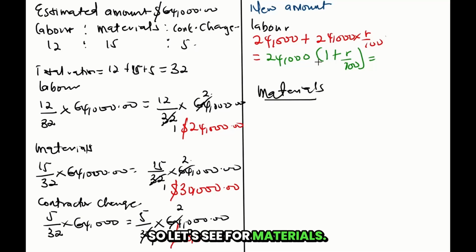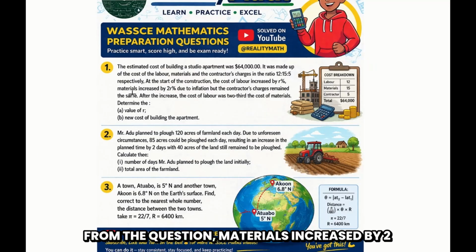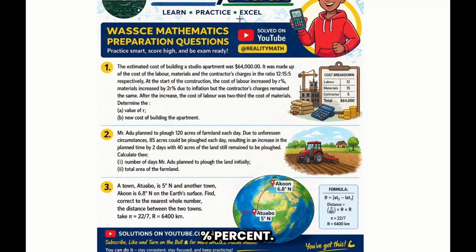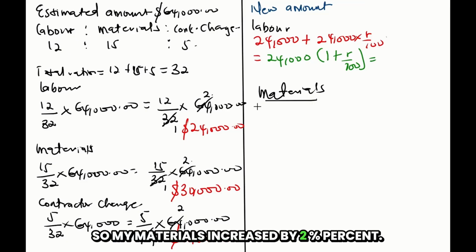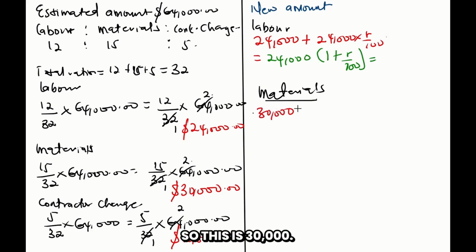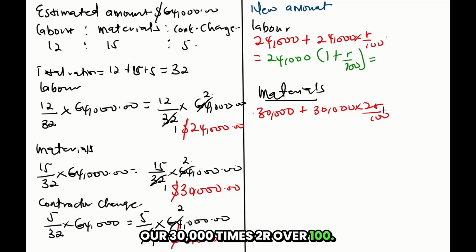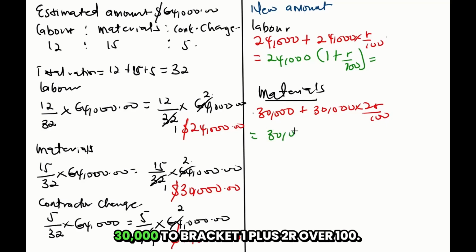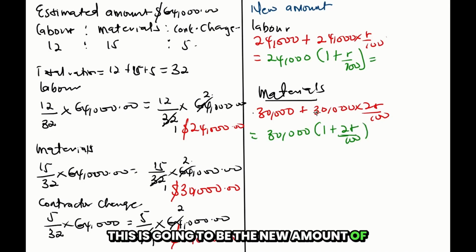So let's see for materials. From the question, materials increased by 2R%. What does that mean? If it increased by 2R%, it means for materials, which is 30,000, I'm going to get 30,000 plus our 30,000 times 2R over 100. And that is just going to give you 30,000 into bracket 1 plus 2R over 100. This is going to be the new amount for material.